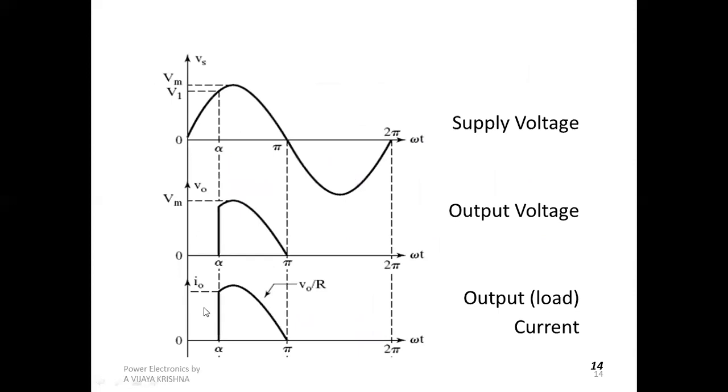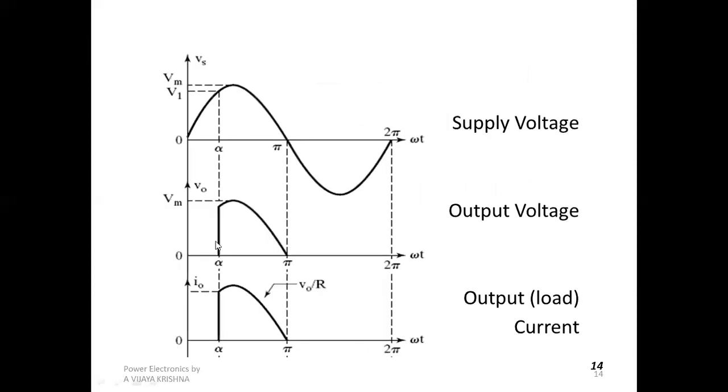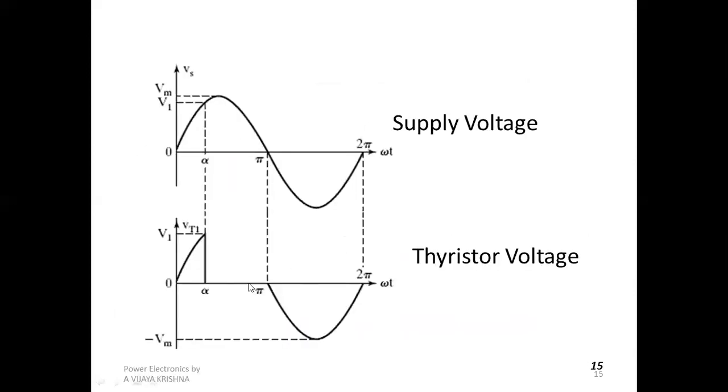If you consider the thyristor triggered at alpha, this is how the output voltage V naught is shown, it is to be this much. Under this condition, the thyristor is in the switch-on position, triggered or fired position, that is, fired at alpha degree.